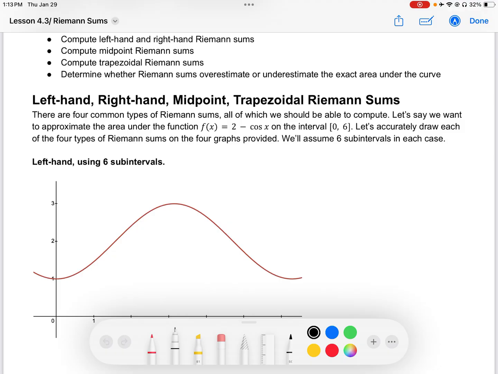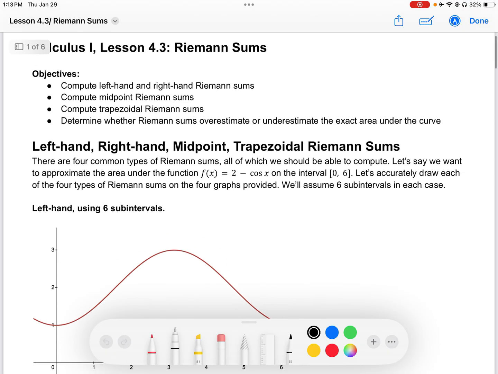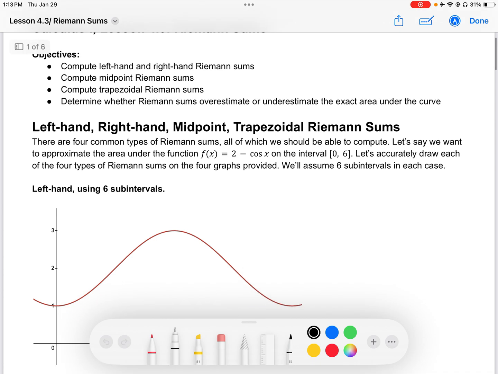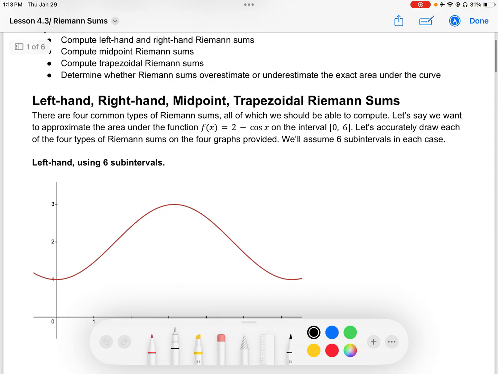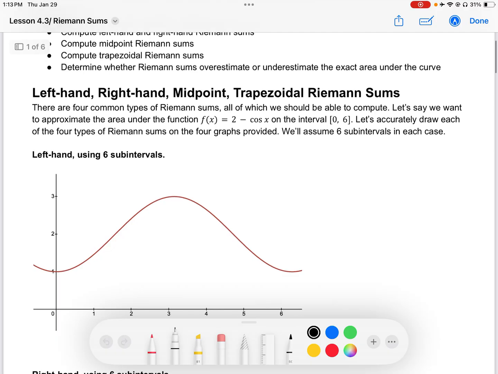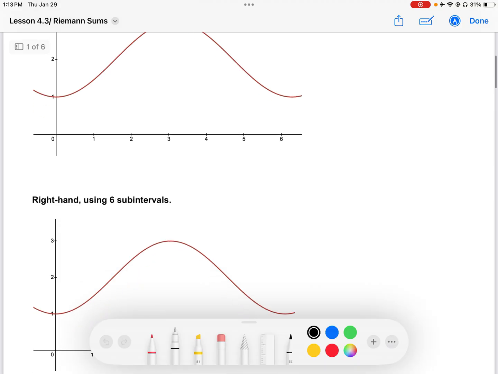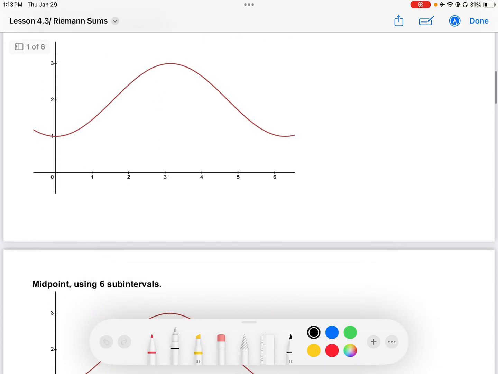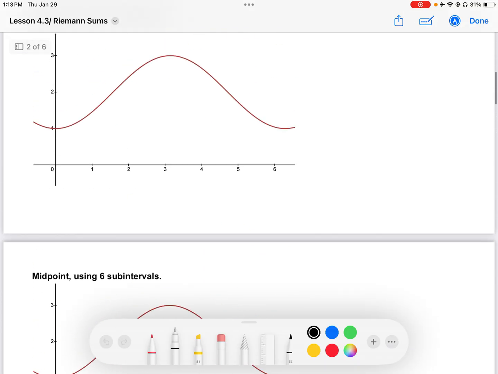Okay, so we want to just dive in a little bit more into Riemann sums, and these are the sums that we use to approximate area under the curve. And there's really four main types: left hand, right hand, midpoint, and trapezoidal Riemann sums. We talked about left hand and right hand in our last class, and we sort of mentioned the idea of midpoint and trapezoidal. So it should be somewhat familiar. So I wanted to start by looking at the same problem, but doing left hand, right hand, midpoint, and trapezoidal.